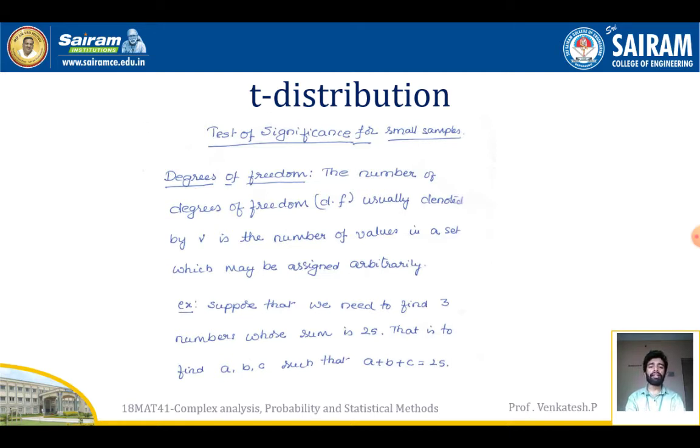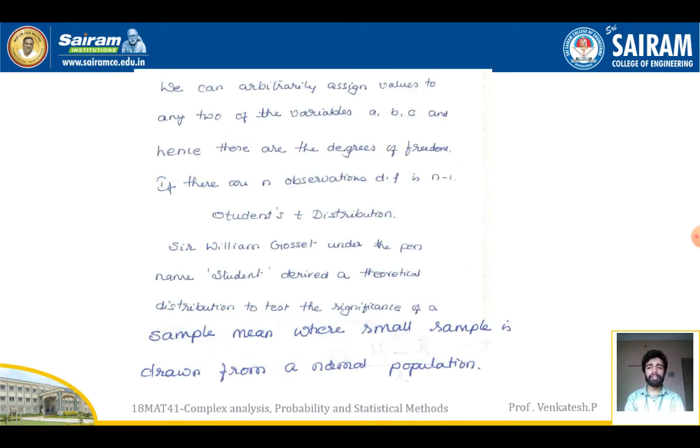Say for example, I am taking three numbers such that a plus b plus c is equal to 25. We'll see how to find the values of a, b, c by assigning arbitrary values. We can arbitrarily assign values to any two variables out of a, b, c, and hence there are two degrees of freedom. If there are n observations, the degree of freedom will be n minus 1. For example, if the problem contains 10 observations, the degree of freedom will be 9.